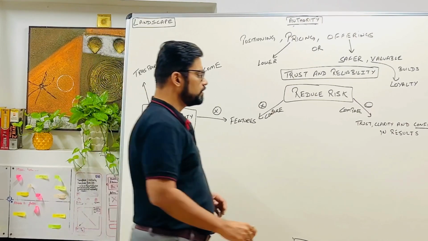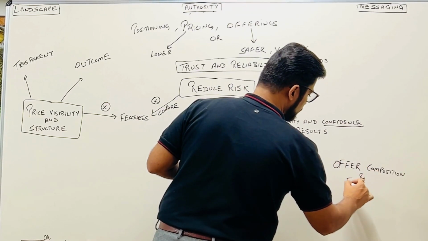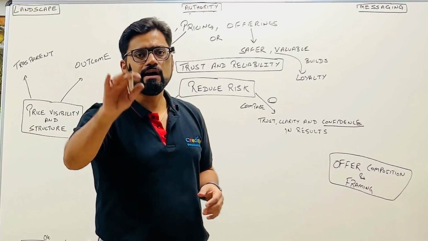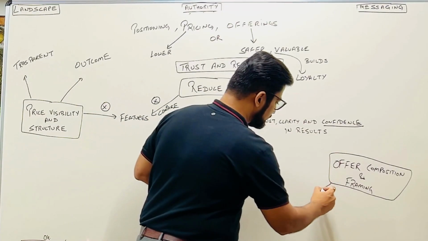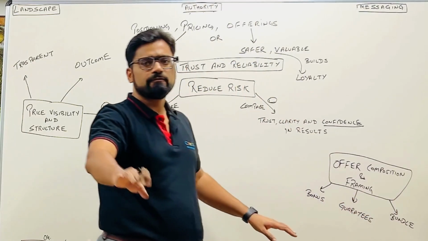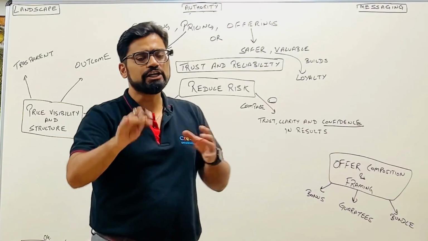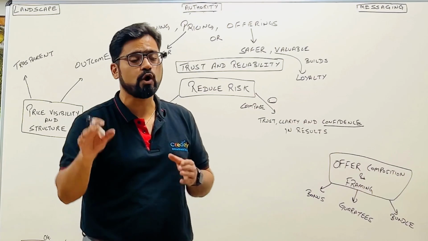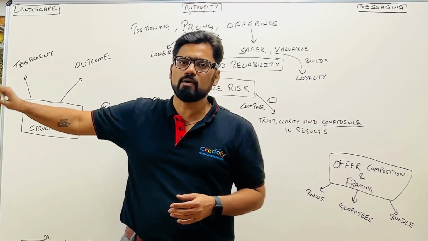Now let's talk about the offer composition and framing. Strong offers aren't made on the fly, they are engineered. See how competitors stack value. Do they add bonuses, guarantees, or any bundle services? Notice if anyone is using performance-based pricing, pay only when X is achieved. Check flexibility, modular, or a la carte options, which often signal confidence and premium positioning. We'll talk more about this in step 3 when we talk about strategy.